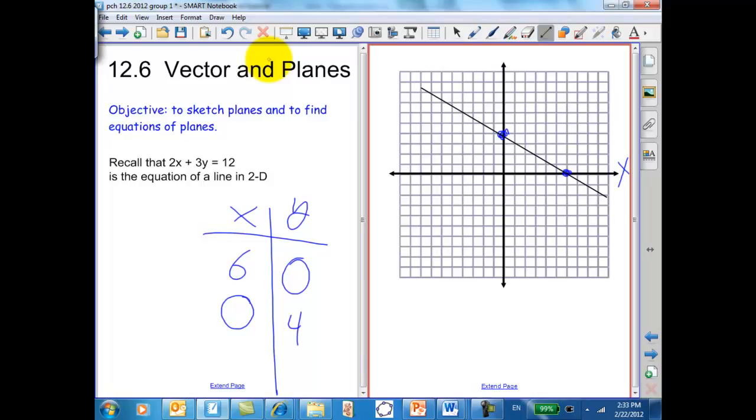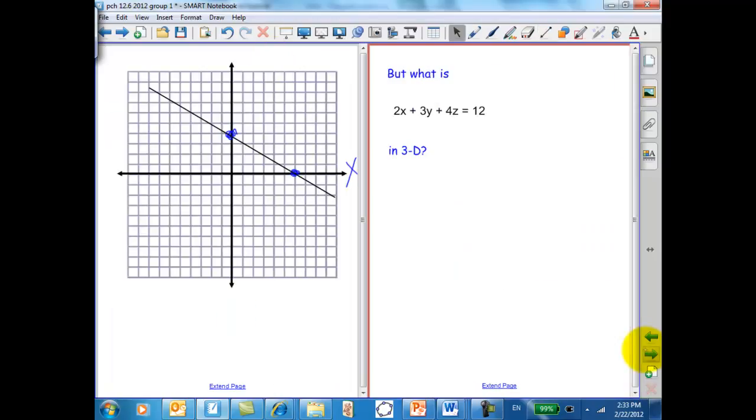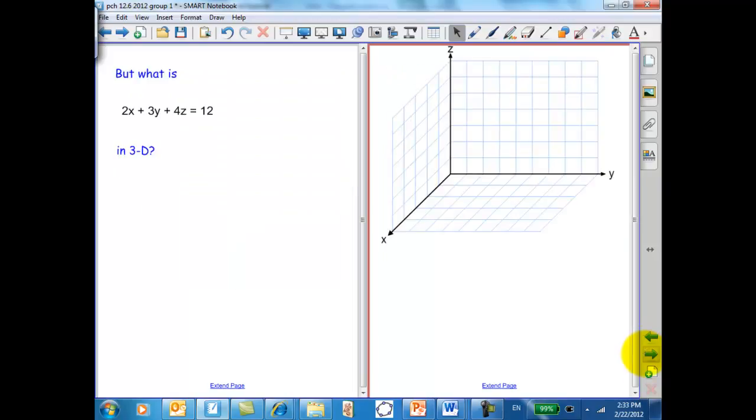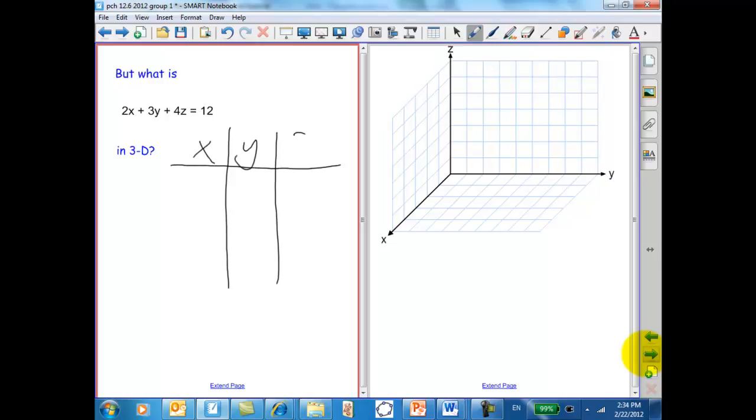Now you extend that idea into 3 dimensions, but the thing is we get something very different. What is 2x plus 3y plus 4z equals 12 in 3D? So let's get out a 3D graph paper. There's more over there if you need some. Well, you can do the intercept idea again, but this is the leap you've got to make.